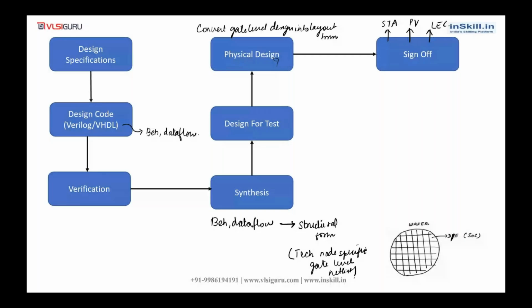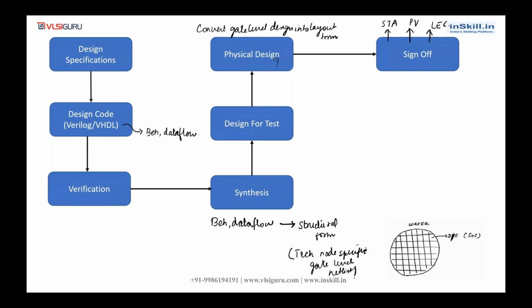So what is called STA? The full form of STA is static timing analysis. As its name suggests, it is a method of validating the timing performance of a design by checking all possible paths for timing violations.